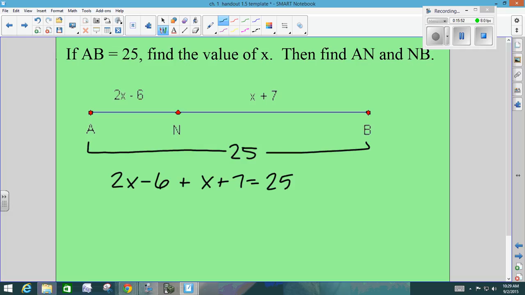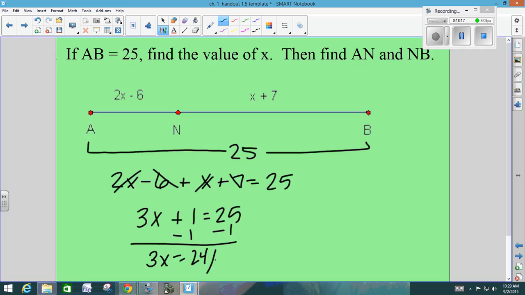Simplify, combine. What's 2x and x? 3x. How about negative 6 and 7? Positive 1. We already have all the x's on the left, so let's move the numbers to the right. How do we bring 1 over? And 25 minus 1 is 24, divided by 3. Rashid? 24 divided by 3? 8. Good. Are we done?